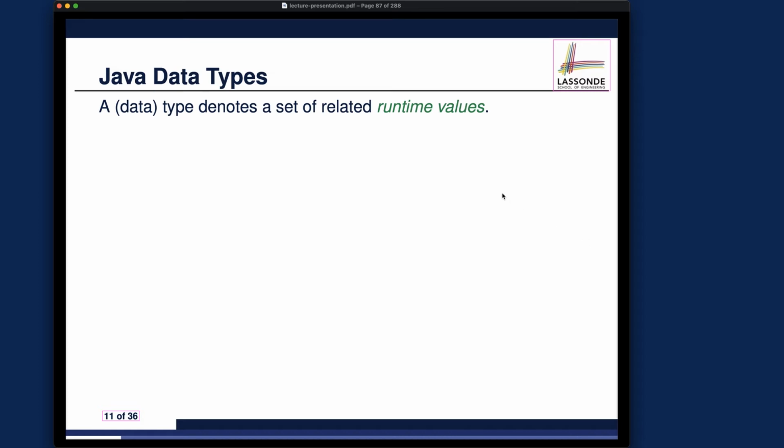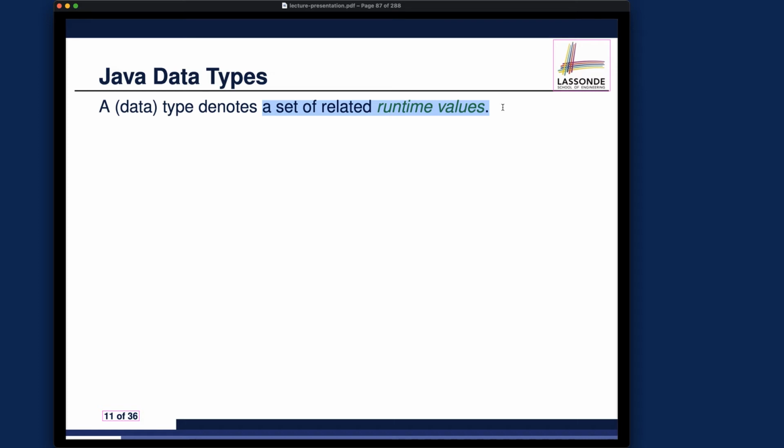I would say for now, it may be quite challenging for you to really appreciate what data type really is, because for now we only talk about simple values like an integer or character or boolean. Later on, once we introduce objects after the reading week, I will try to revisit the notion of data type. For now, just try to remember the definition. A data type denotes a set of related runtime values, which means we are trying to think about how the values can be categorized or grouped into different kinds.